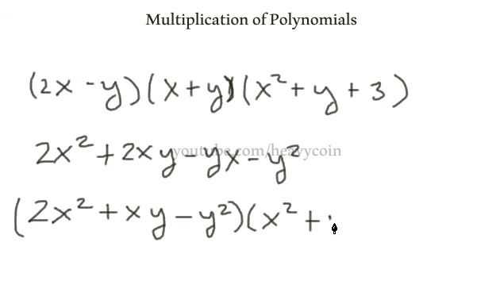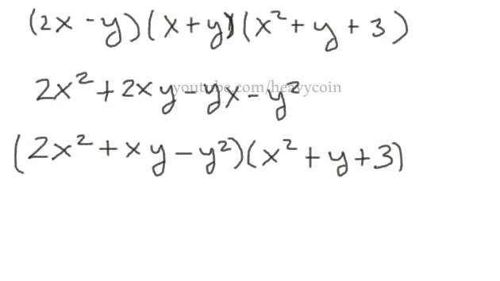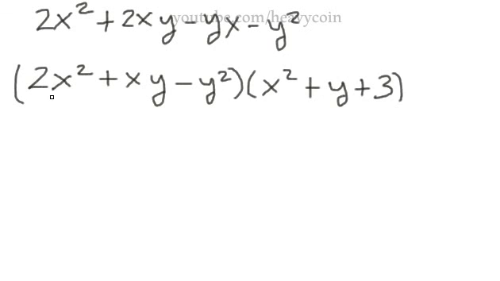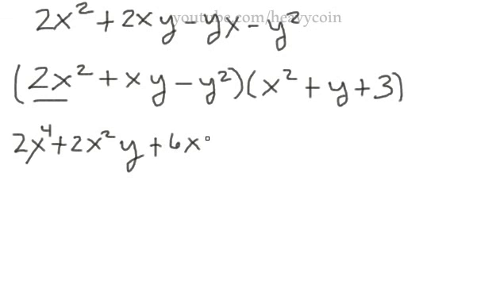Times x squared plus y plus 3. Boy, this ought to do you in here. Okay. So we're going to start with the 2x squared. We're going to multiply the 2x squared times the x squared, so that gives us 2x to the 4th power. And then 2x squared times y, can't do anything with that, so 2x squared y. 2x squared times 3 is 6x squared.